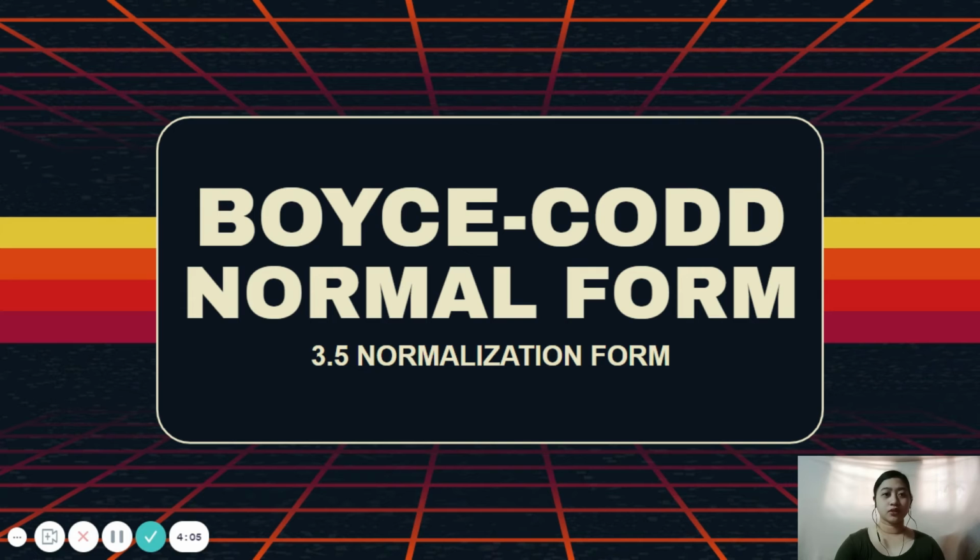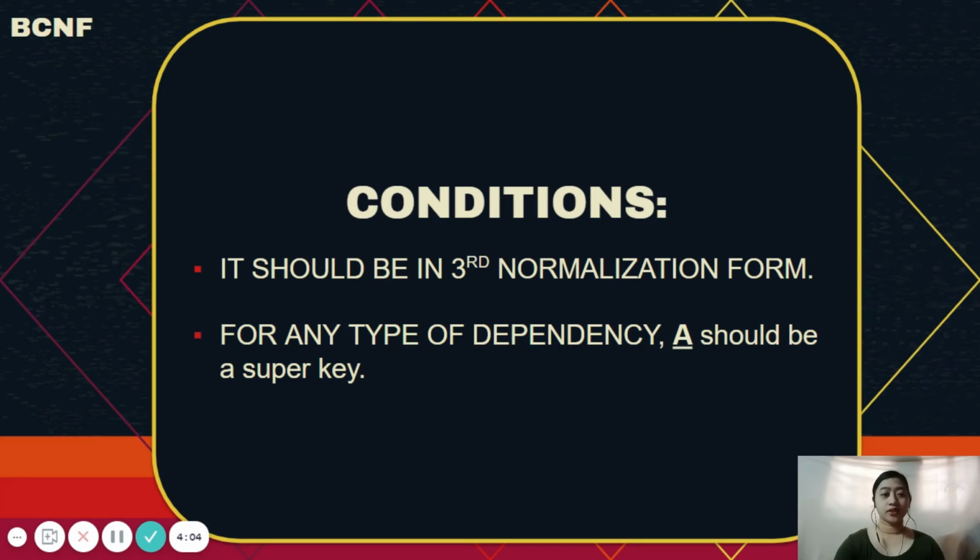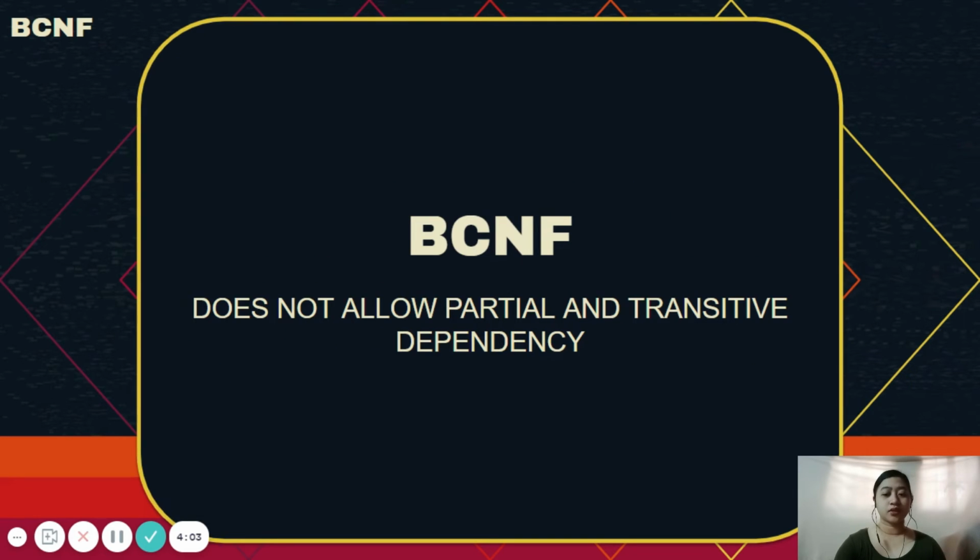Now, for the Boyce-Codd normal form, also called BCNF, there are two conditions that must be satisfied. First, the table should be in third normal form. Second, for any type of dependency, if A derives B, A should be a superkey. Therefore, the BCNF, or the Boyce-Codd normal form, does not allow partial and transitive dependency.